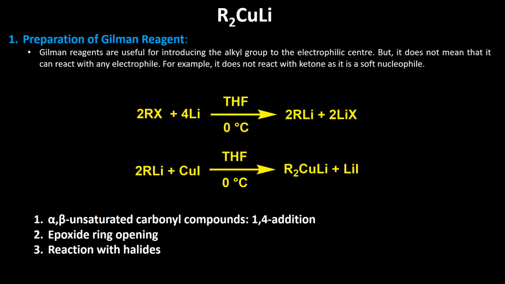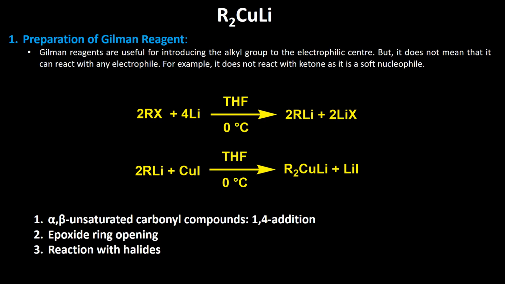To prepare Gilman reagent, first alkyl halide is treated with Li metal in dry ether or THF solvent at 0 degrees Celsius to form alkyl lithium, which when treated with cuprous iodide forms lithium dialkylcuprate, the Gilman reagent. On dissolving in diethyl ether, this lithium diorganocuprate reagent is expected to exist in a dimeric, 8-membered ring form.